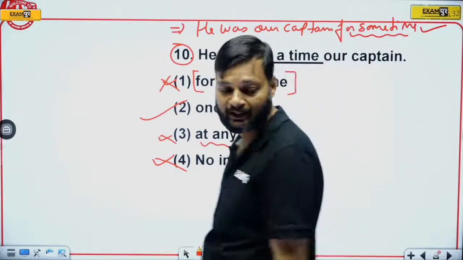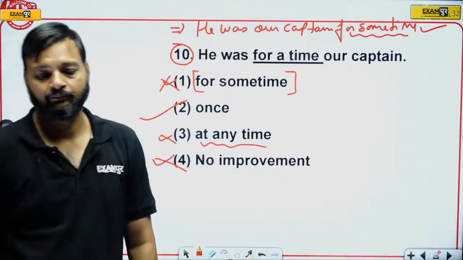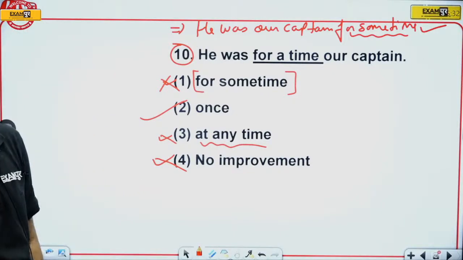Once upon a time in Mumbai, Ajay Devgan, Kangana Ranaut.